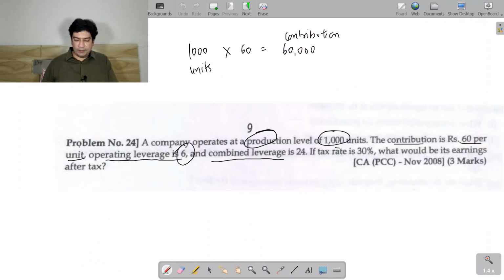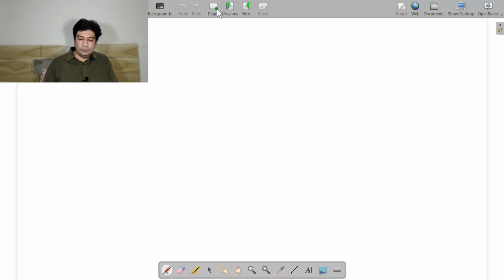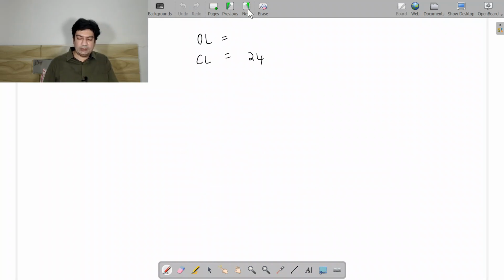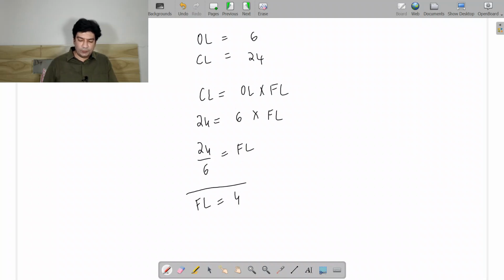Now they have given us combined leverage of 24. So we have operating leverage, we have combined leverage. Combined leverage they have given to be 24 and operating leverage is 6. So we know that combined leverage is nothing but operating leverage into financial leverage. Financial leverage we don't know. So 24 by 6 will be your financial leverage. So your financial leverage will be 4.